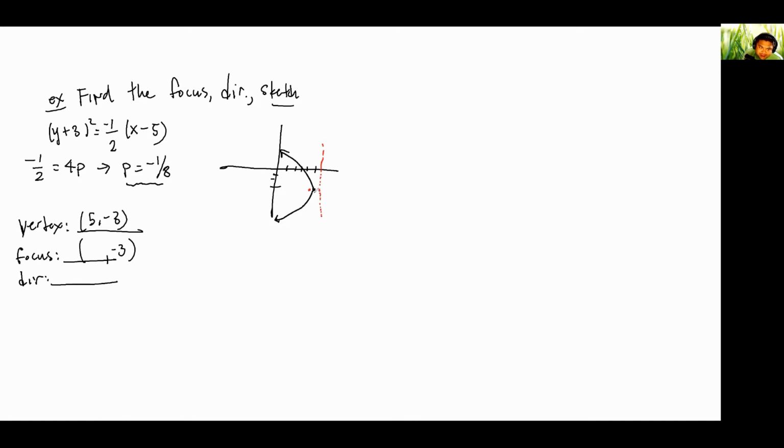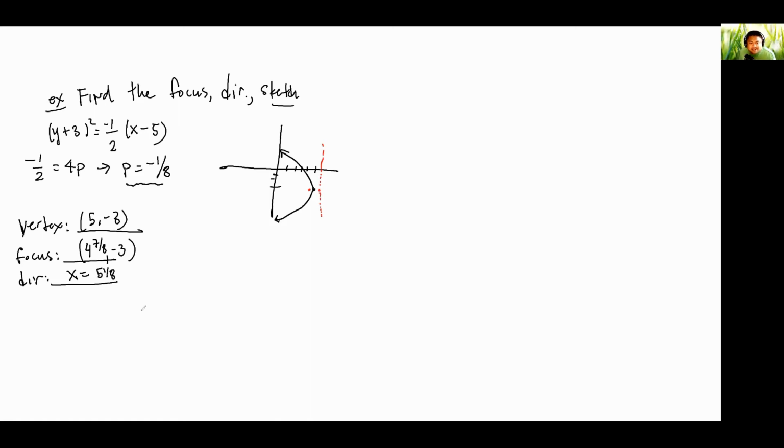Well, we're pretty good at math. 5 minus 1/8 is 4 7/8. The focus is 4 7/8 comma -3. If I add 1/8, the directrix is the vertical line x is equal to 5 1/8.